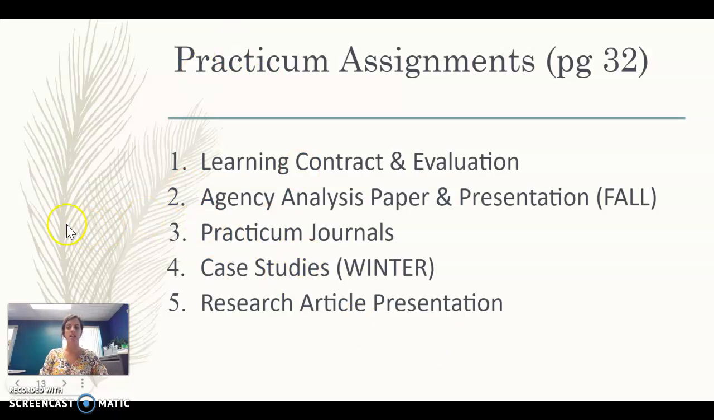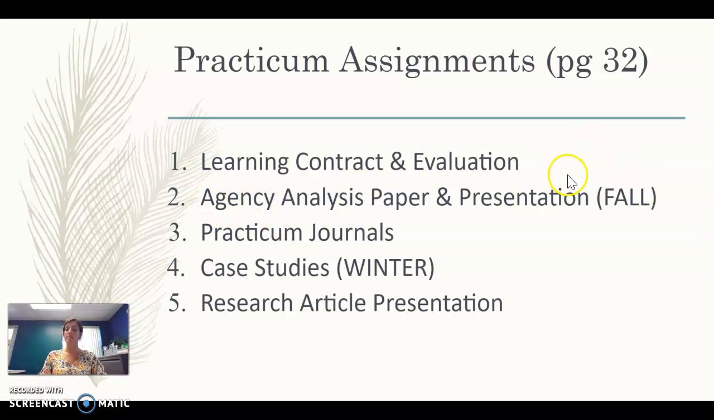As you can see, there's not a ton of assignments because we really want the students to focus primarily on the work they're doing for the agency. But both semesters, they do have a learning contract and evaluation. This serves as the assessment tool for us to make sure that students are mastering the competencies identified by the CSWE, which is our accrediting body. We're going to go into this in a few slides, but it also helps keep students and agencies accountable to learning.